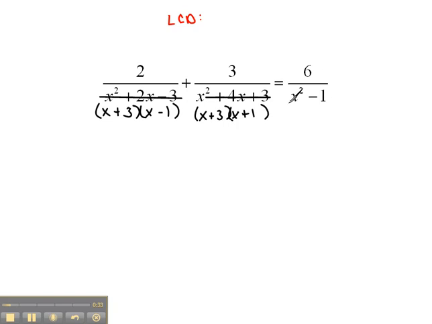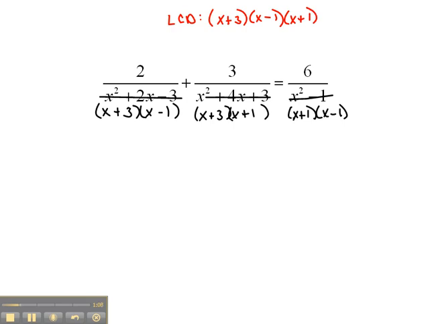And our third one over on the right, that's a difference of two squares, so that will factor into x plus 1, x minus 1. Alright, now that we have everything fully factored, we can look to see what would be the common denominator. It looks like we've got x plus 3, we also have x minus 1, and then we also have x plus 1. So we have to use every one of those.